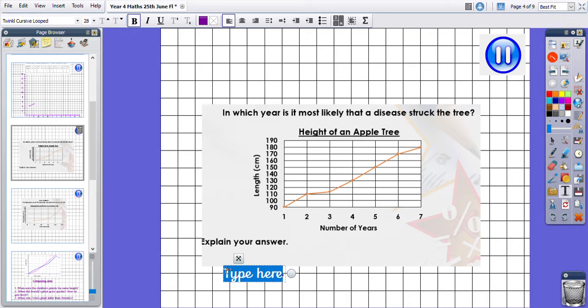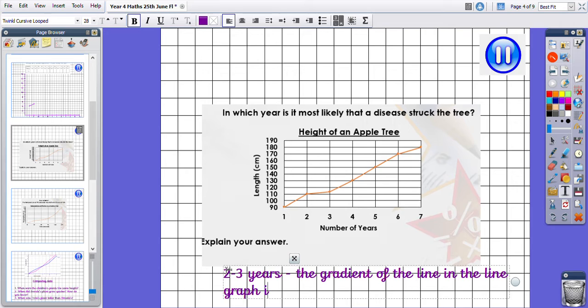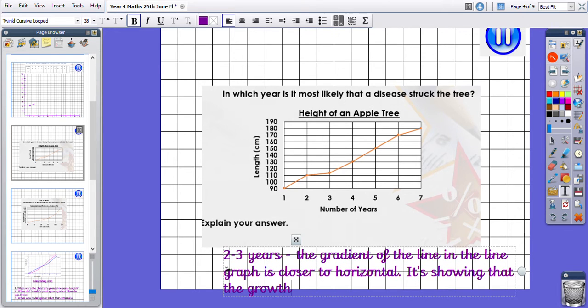So the answer would be between 2 and 3 years, and that's because the gradient, or the direction of the line in the line graph, is closer to horizontal. So it's showing that the growth of the tree has slowed down.